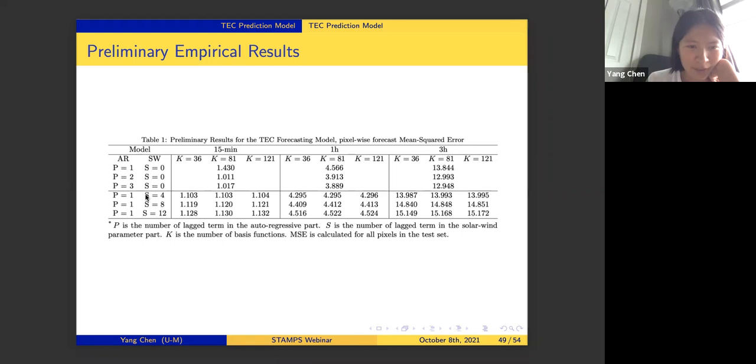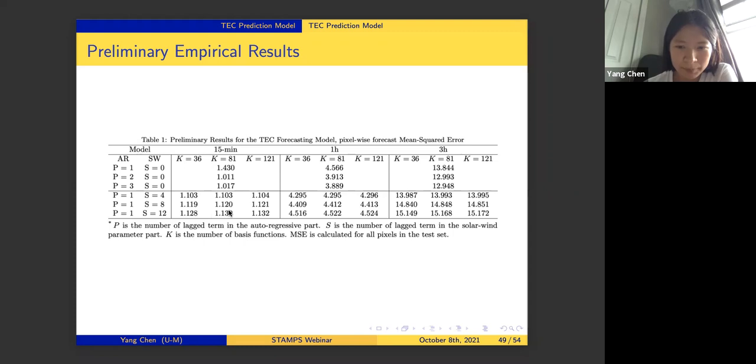And also, adding some of the solar wind parameter terms sometimes could improve the results. For example, if you compare the autoregressive terms equal to 1, adding solar wind parameters actually improves on top of the baseline model when you don't add solar wind parameters. So that means we do have some success in constructing the basis functions, the basis matrices, and using the solar wind parameters as extra predictors for the prediction model.